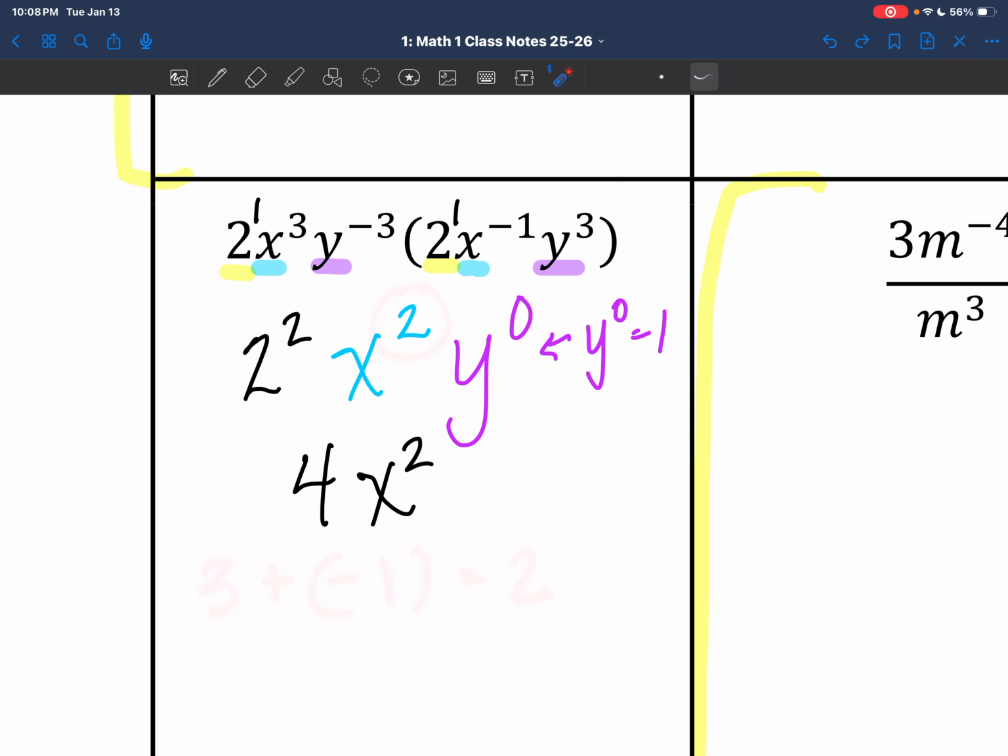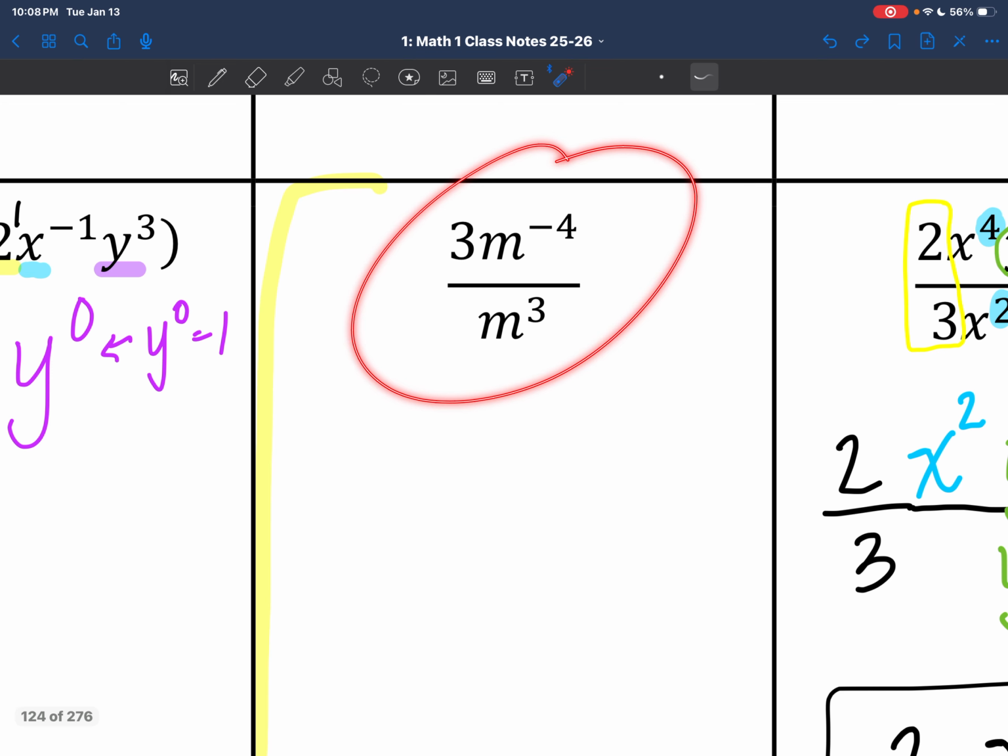So that's what we got here. And then here I've got a negative 3 and a positive 3. So a negative 3 plus 3 gives us 0. So that's going to be an exponent of 0. And remember, anything to the 0 power equals 1. So this one, we can actually simplify and cancel that out. And we're only left with 2 squared, which is 4, and then bring the x squared down. So this is our final answer.